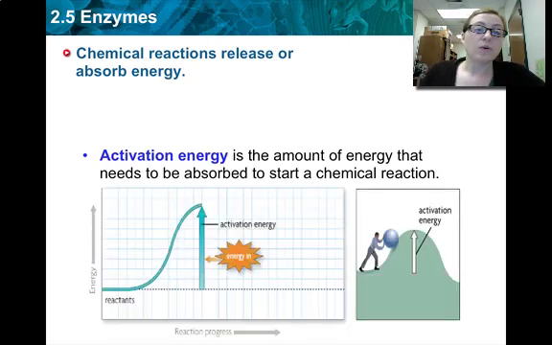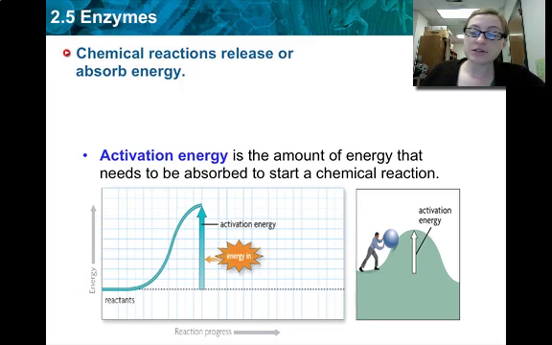Okay, so how do we know how much energy is needed? Well, wherever we're starting, we need a certain amount of energy that's going to allow that chemical reaction to happen. So regardless of what kind of reaction you're looking at, unless it's spontaneous, we're going to need some sort of activation energy. So we need to absorb a certain amount of energy to start a chemical reaction.